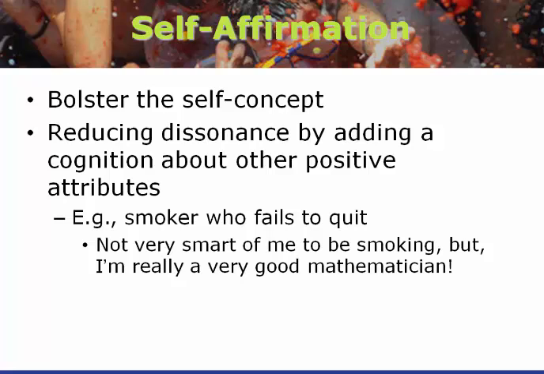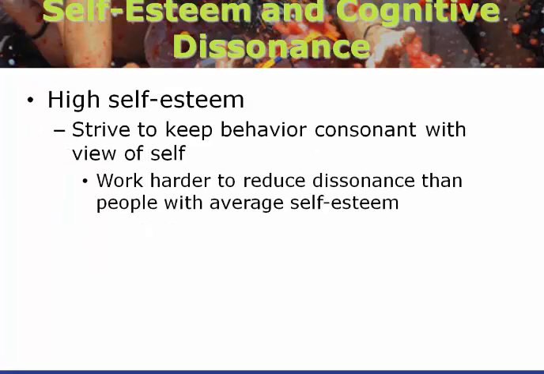So talking about cognitive dissonance and self-esteem, being the way that we see ourselves or our overall evaluation of ourselves, it says individuals that have high self-esteem are going to strive to keep their behavior consonant with the view of themselves. And what I mean by consonant here, kind of being the opposite of dissonant, meaning that the two are meshing and they're making sense together, right? In other words, what happens is that people who have high self-esteem are going to work harder than the typical person to reduce dissonance. So they will experience dissonance in a much more negative way, right?